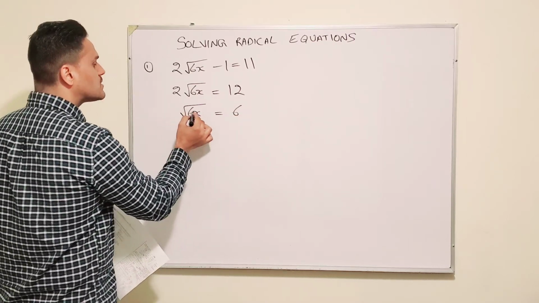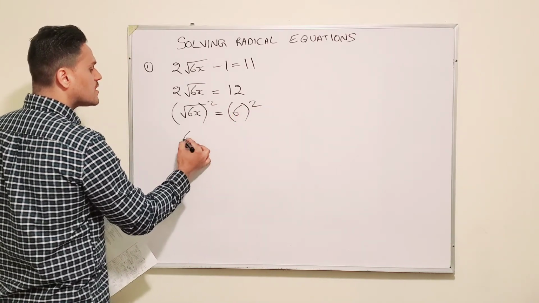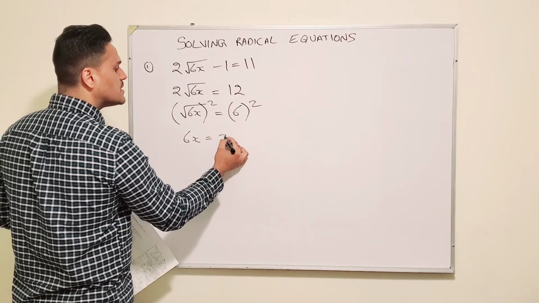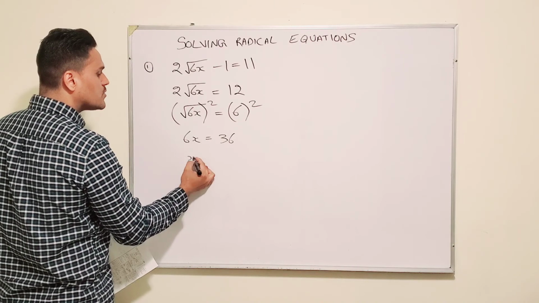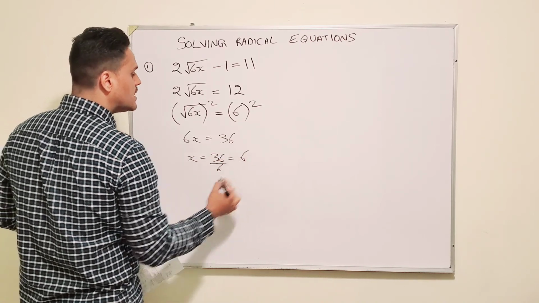And now in order to get rid of the square root, we're going to square both sides. So this is going to give me 6x, and 6 squared is going to be 36. And now we're going to divide both sides by 6. So x is going to be 36 divided by 6, which is just going to be 6.